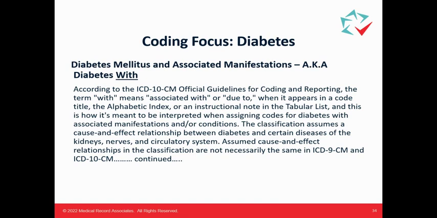Okay, so you really want to look in your book. If it's in the index, diabetes with, you can combine those and have a combination code, but also code the associated manifestation. So it used to be the doctors had to say diabetes with CKD to combine the codes. Okay, don't have to do that anymore.